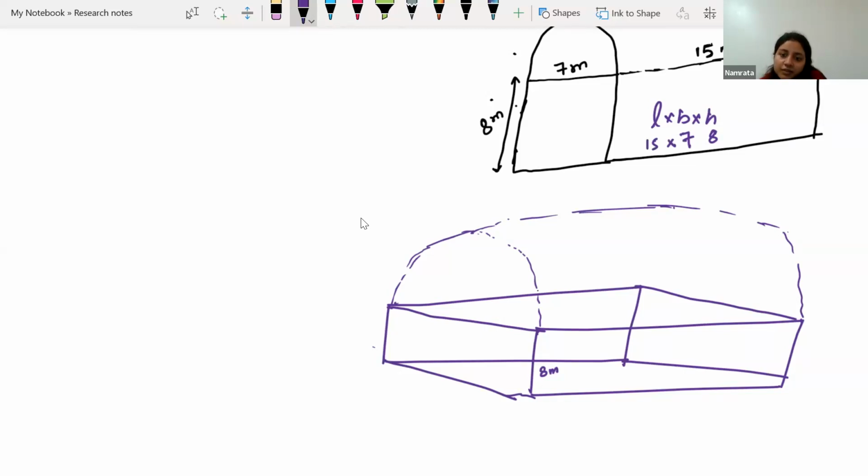And on top of that we have a cylinder. That cylinder is not the full cylinder. We are just having this type of part, that means half of the cylinder is there. Half of the cylinder is used to make this shade. So instead of taking the formula pi r square h for the cylinder, we'll be taking pi r square h by 2, or 1 by 2 pi r square h.